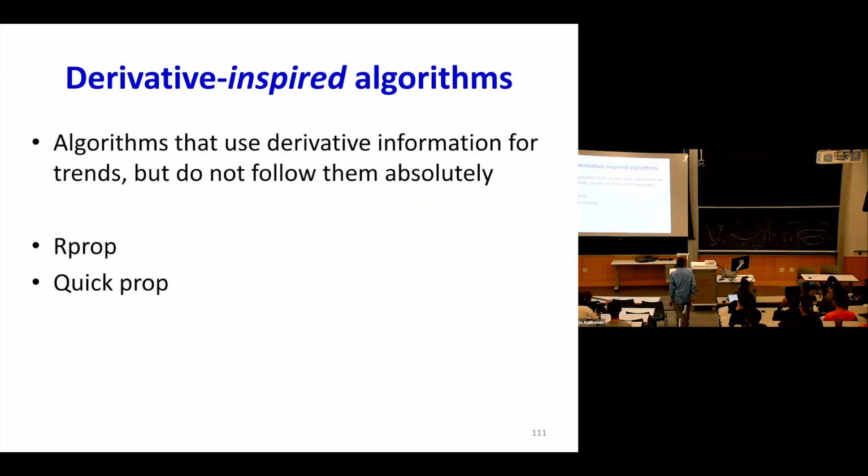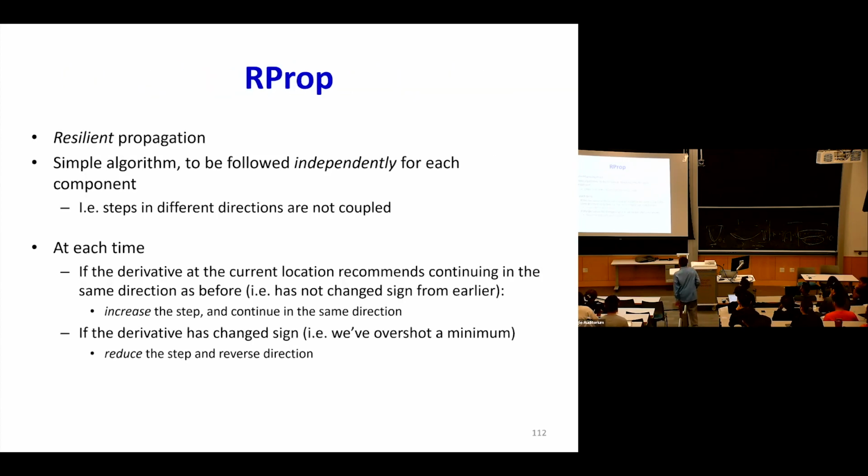And so there have been various great derivative-inspired algorithms that use derivative information for trends but don't follow them very religiously. So RProp, called resilient prop, and QuickProp. QuickProp was very popular, and these are still two of the best optimization algorithms around. They don't need a lot of thinking. QuickProp was invented by our own Scott Fahlman, and these were huge till Adam and those other algorithms came along. So I'm going to take a look at RProp.